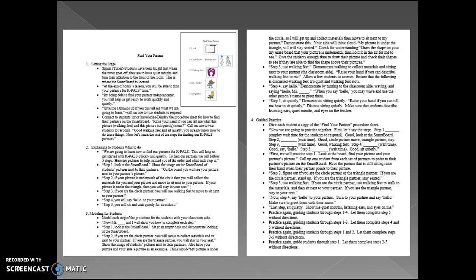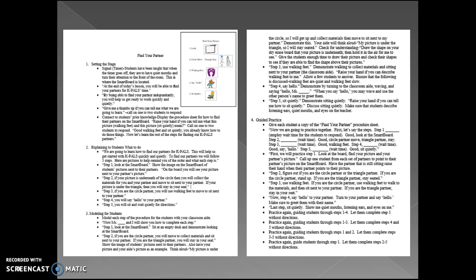Here is my script for finding your partner. I will give a brief summary of this procedure, and I will attach the scripts as well, including my presentation. First, I will set the stage. A signal will go off to tell the students it is time to have quiet mouths and turn their attention to the front of the room. This is where the smartboard is located.